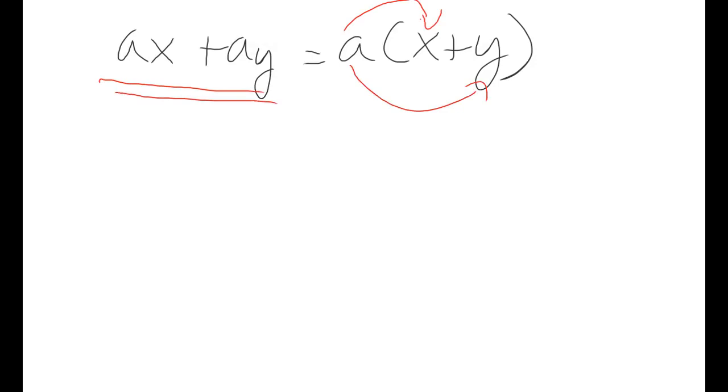I like to look at factoring as kind of like playing Jeopardy. You're going to get the answer. I'm going to give you AX plus AY, and you have to come back with what I multiplied to get to this. That's why I like to call it Jeopardy. This is your answer, and this is what you multiplied.